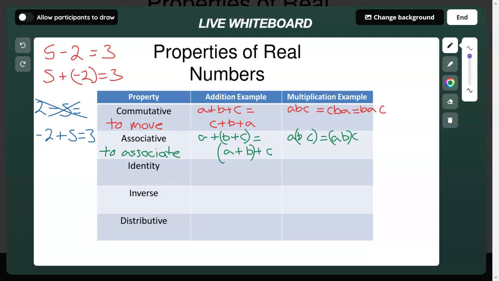Identity. That's who you are, right? The identity is who you are. So you are perfect as you are. No need to change. So when we look at an identity and I have a number, and I want to add something to that number without changing that number, what can I add without changing it?